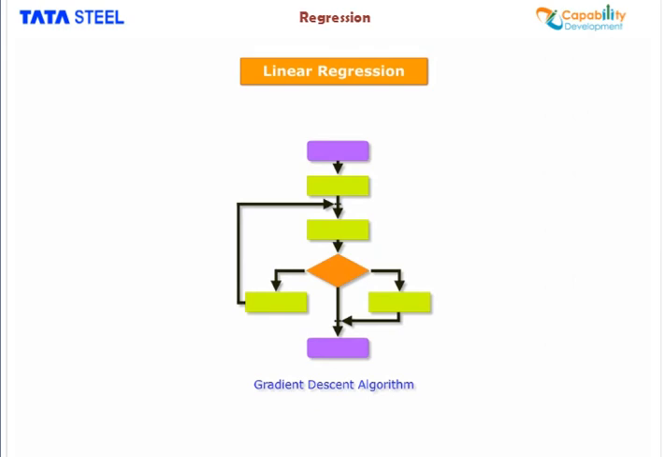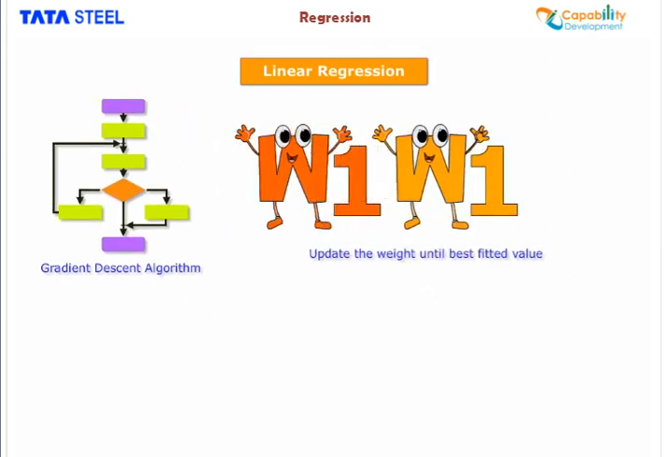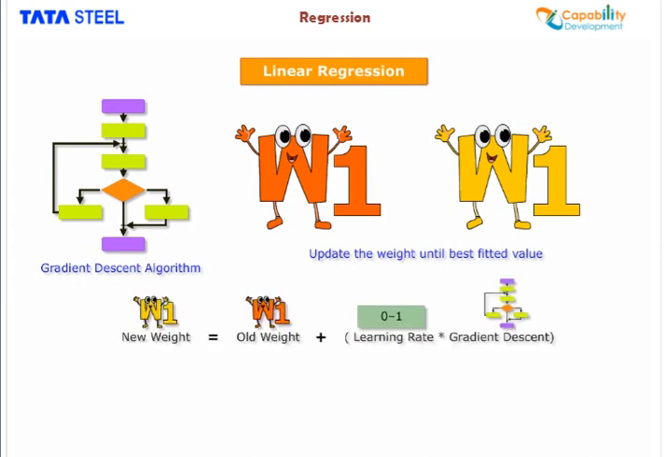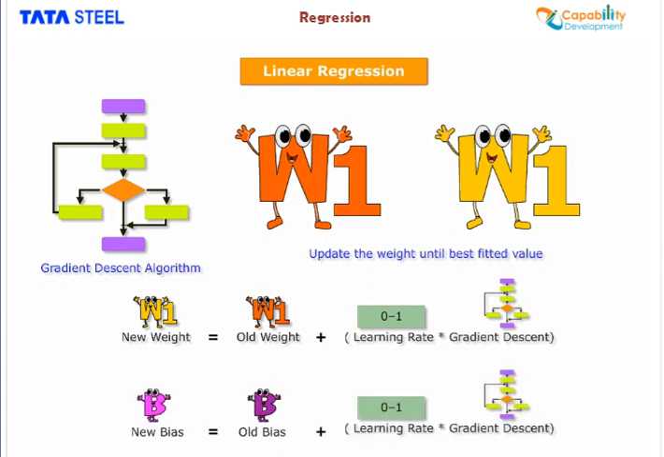After getting the gradient descent, you need to update the weight every time until you get the best fitted value. New weight is equal to old weight plus learning rate multiplied by gradient descent. New bias is equal to old bias plus learning rate multiplied by gradient descent. Learning rate is a fixed value ranging between 0 to 1. You will learn more about it when you start implementing these algorithms on various tools.